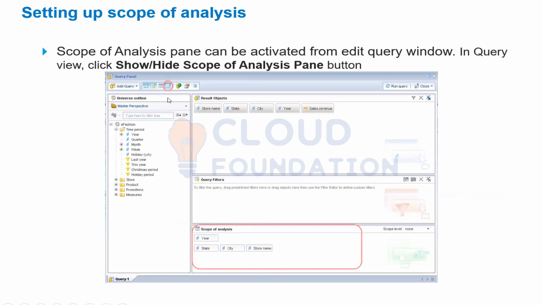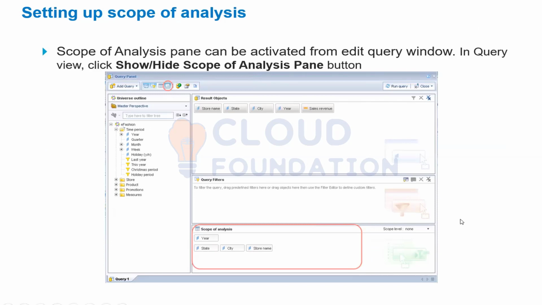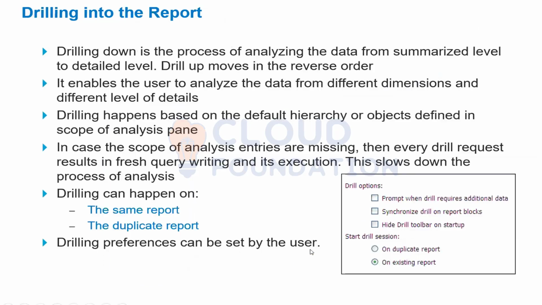If you see here, this window is the scope of analysis. Here we have enabled it. Here the scope level is none. That means whatever we include in the report will only appear, like state, city, store name. Year we have included, so only year will be there, as the scope of analysis is none. If you put 1 level or 2 levels, then even if you don't include them in the result objects, they will automatically come into the query.